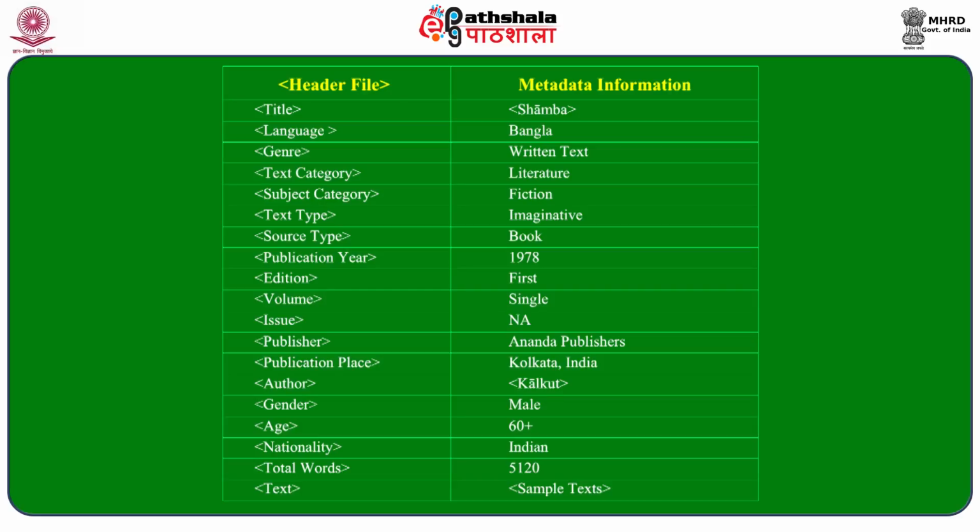The name of the author is also given there. The gender of the author is also given. The age of the author at that time: exactly appropriate information may not be retrievable from this part, but a tentative age may be marked as plus or minus, 50 plus, 60 plus, 70 minus, or 30 plus. That kind of strategy can be adopted. The nationality of the writer is also identified. The total number of words available in the text is also identified. Then the text type, that is the original sample text, is also included.